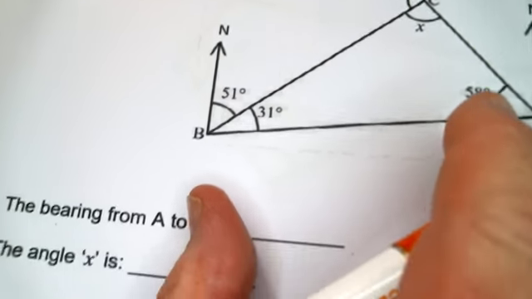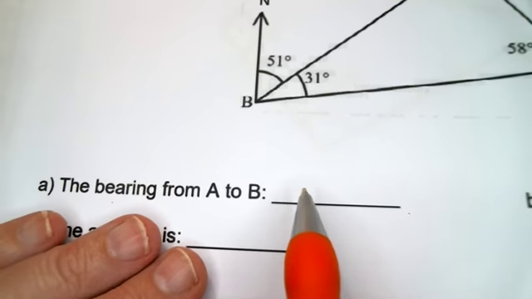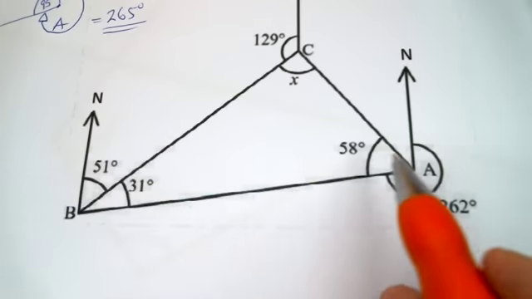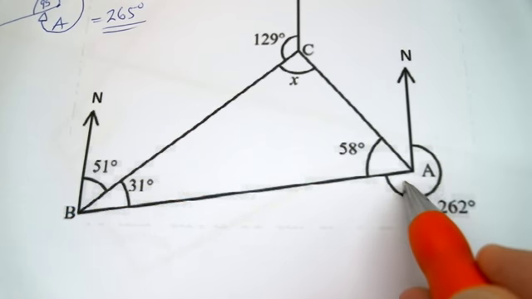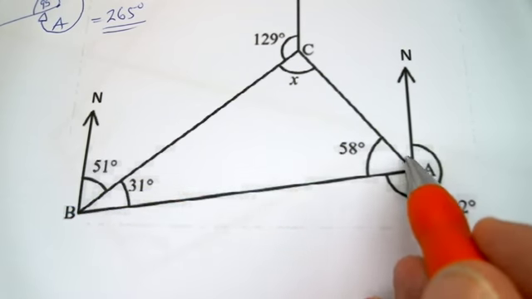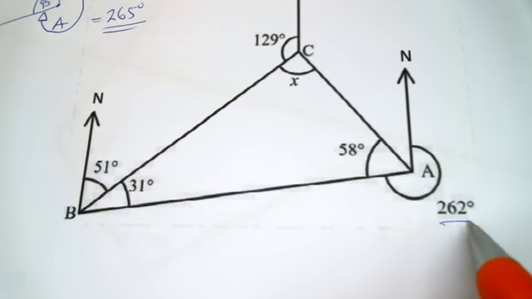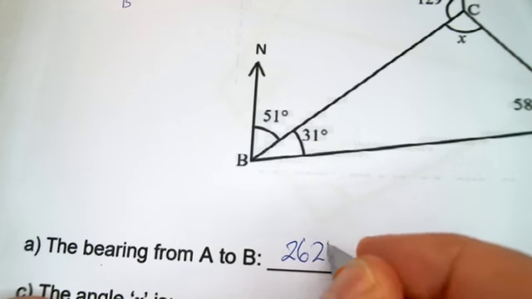Here we've got the question, bearing A to B. This is already done for you. All you have to do is add things up and identify things, really. Here's A, here's north. A to B is from there to there, because this is B. So from A to B, that's the bearing, and it says it's 262 degrees. So the answer here is 262 degrees.